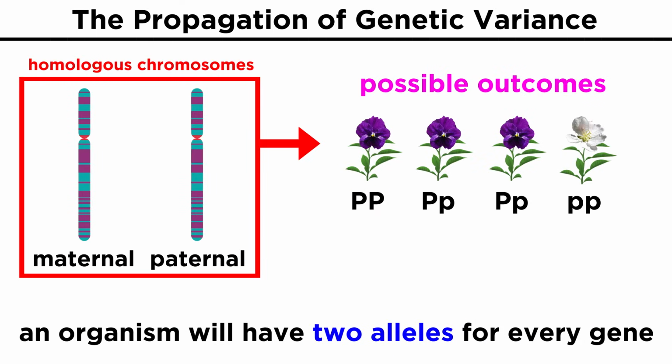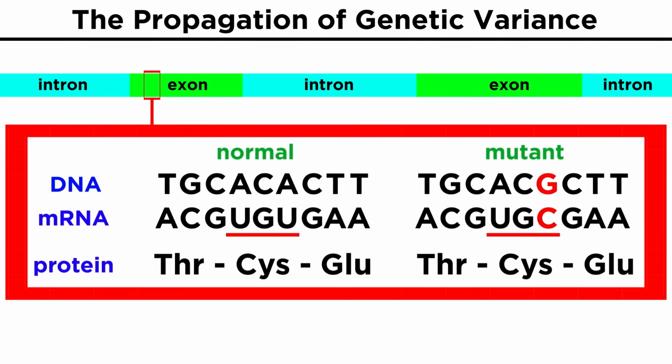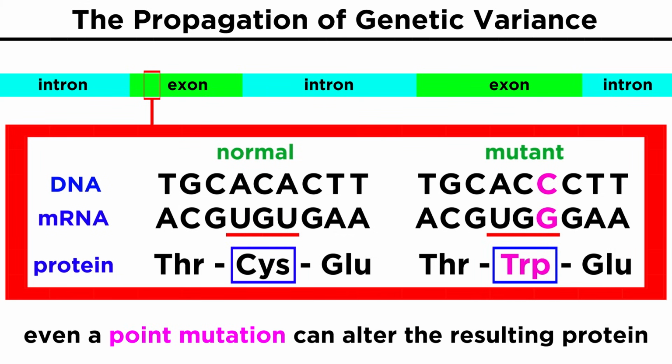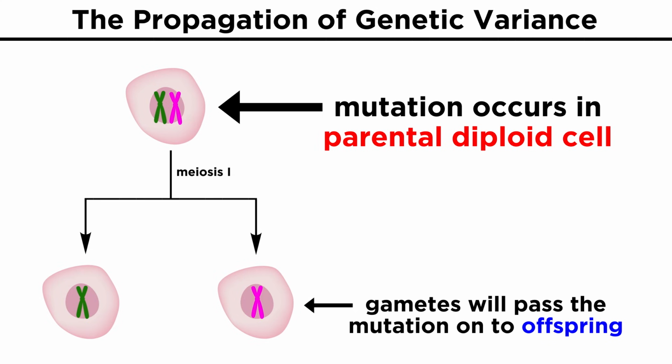First, let's recall that many phenotypic traits are determined on the basis of two alleles, which can be homozygous or heterozygous. And if mutations occur in the introns of a gene, or in the exons in such a way that the mutation is silent, this will not produce any change in the organism. But as we know, even point mutations, a change in a single base pair, can indeed produce novel proteins. And if this mutation occurs in cells that produce gametes, this change will be passed on to offspring.